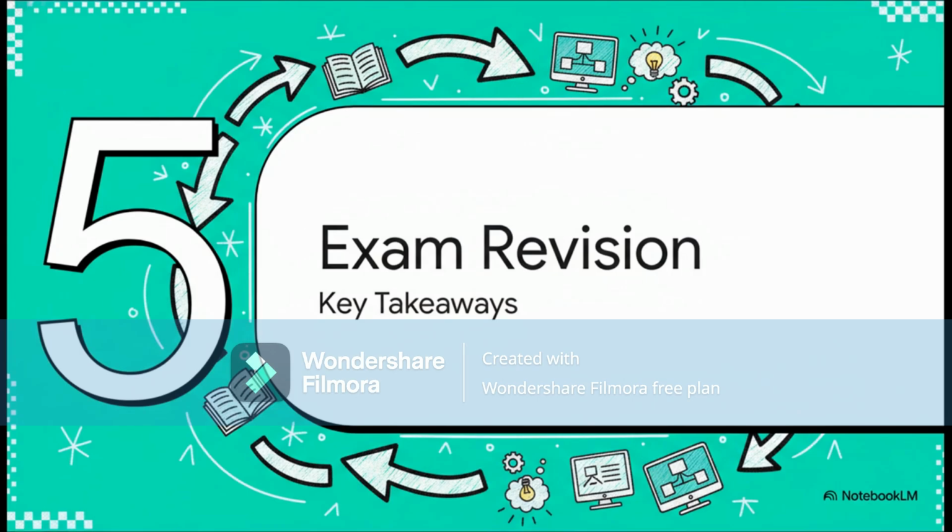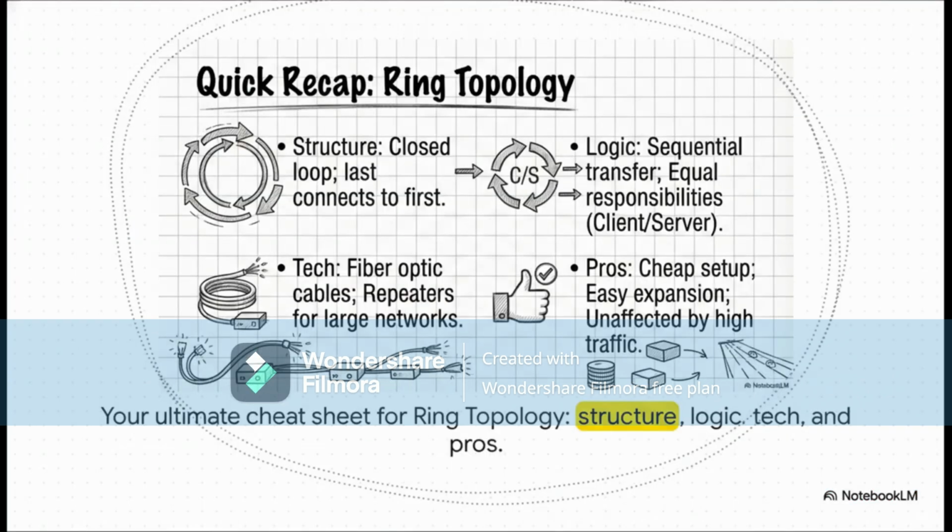Okay, we have covered a lot of ground. Now it's time to switch gears into full-on exam revision mode. This is where we lock in everything you absolutely need to remember. Think of this slide as your ultimate cheat sheet. We've talked about the structure, which is a closed loop. We've talked about the logic, that sequential one-way data transfer. We've talked about the tech, those fiber optic cables, and the all-important repeaters. And of course, the pros. It's cheap, easy to expand, and it handles traffic like a champ.